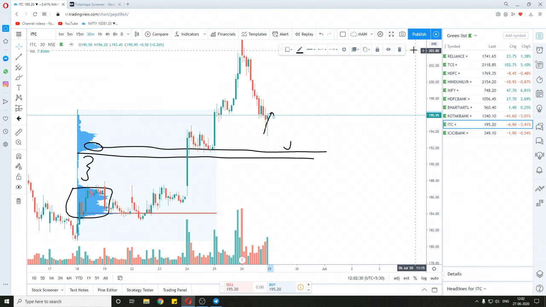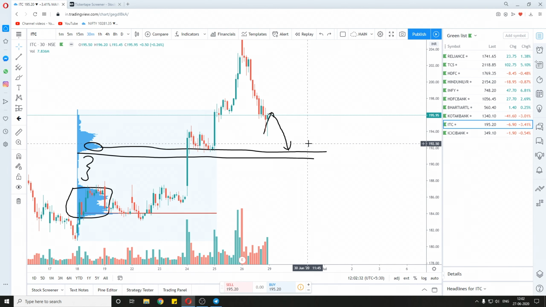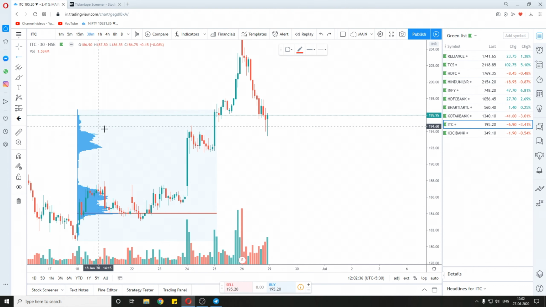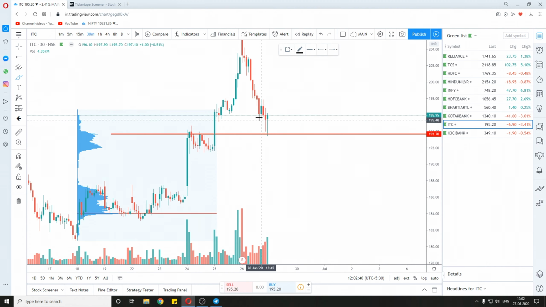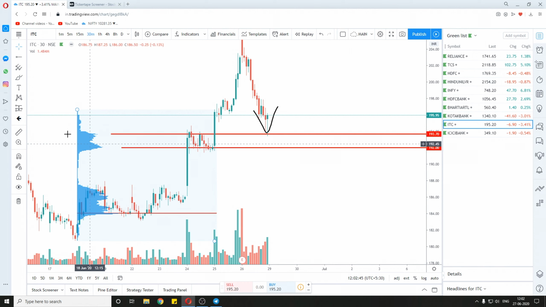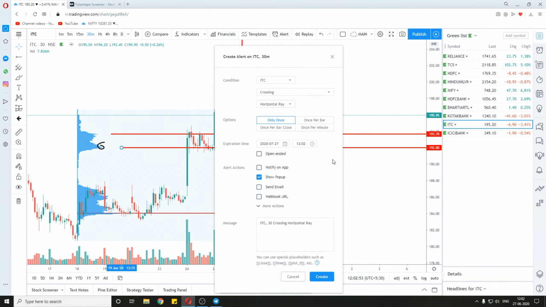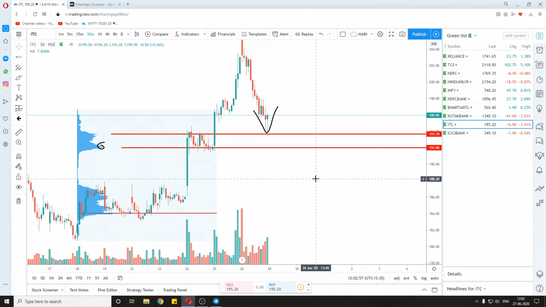So let's remove all this. This level is already traded. As you can see, the market has already reacted to it. Now our second level is this level, which is the highest point here. So this is at 192 exactly. So we can just create an alert that alerts me when the price is coming.